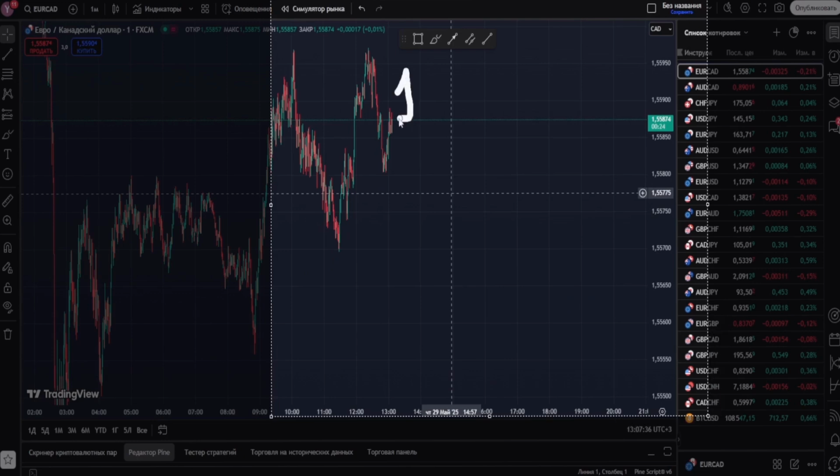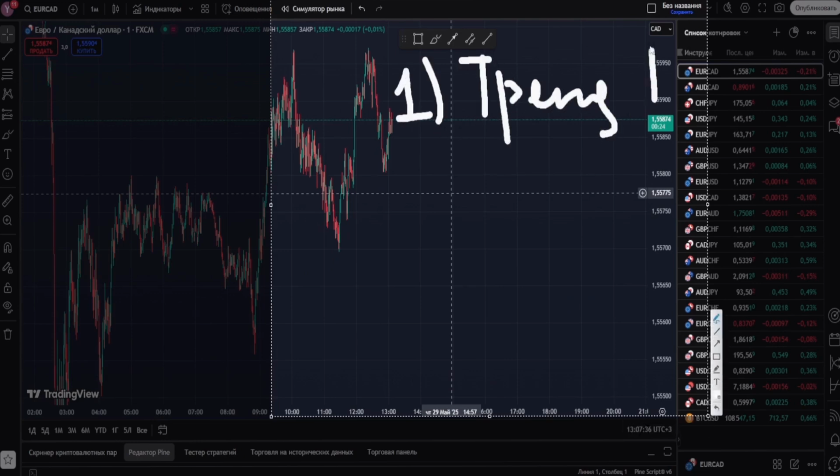And the first point is that we should open a trade in the direction of the trend. That is, if the trend is upward, then you should also enter a trade in the upward direction. And conversely, if the trend is downward, you enter a trade in the downward direction. Why is that? Look, I'll give an example of an uptrend.